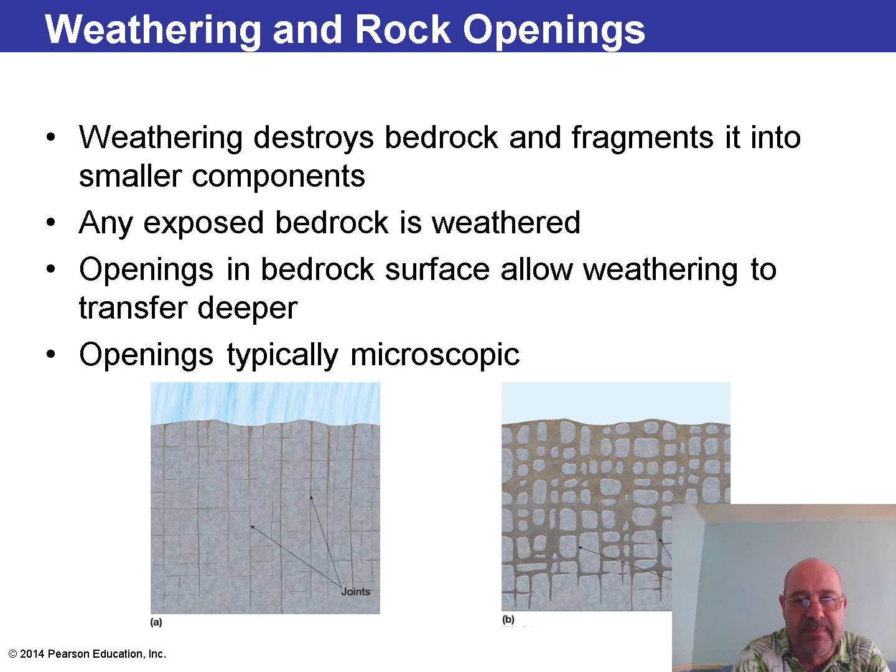Okay? Openings in the bedrock surface allow weathering to transfer deeper. And we're going to get into ice wedging and what have you, but moisture and stuff get down in those cracks, and depending on how cold it is and how hot it is, you're going to have some contraction, expansion. It's going to open up the pores and continue to break all that material down. Okay, the openings are typically microscopic. We can see a lot of big ones, but remember, 50% of all rock is pore space, which means we don't see all those tiny, tiny little pores, right? And the water and the air get into those pores and begin to weather and erode.